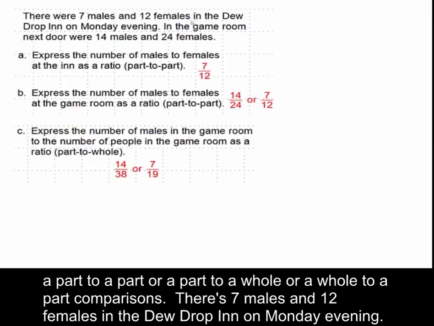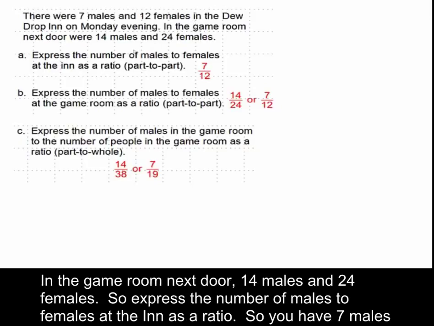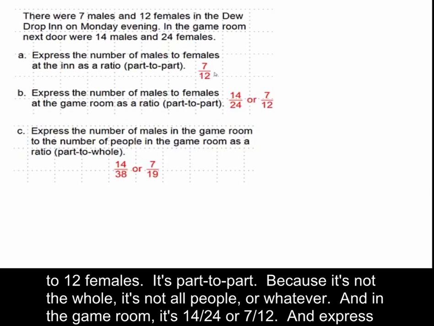There are 7 males and 12 females in the Dewdrop Inn on Monday evening. In the game room next door, 14 males and 24 females. So express the number of males to females at the inn as a ratio. So you have 7 males to 12 females. It's part to part because it's not to the whole, not to all people or whatever. And in the game room, it's 14 to 24 or 7 to 12.